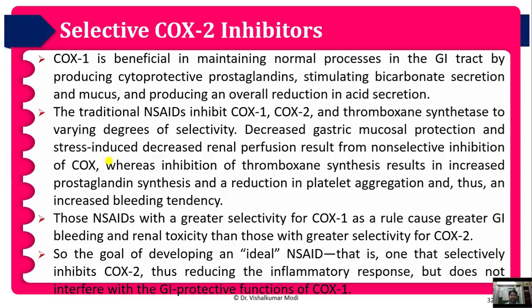Those NSAIDs with a greater selectivity for COX-1 as a rule cause greater GI bleeding and renal toxicity than those with greater selectivity for COX-2. So the goal of developing an ideal NSAID is one that selectively inhibits COX-2, reducing the inflammatory response but not interfering with the GI protective function of COX-1.